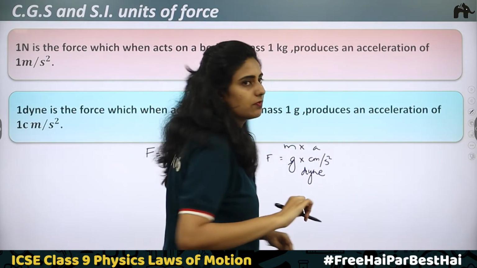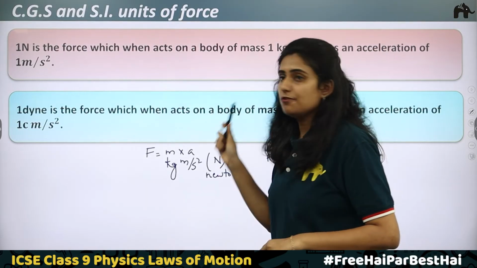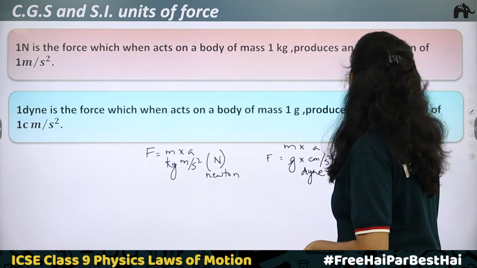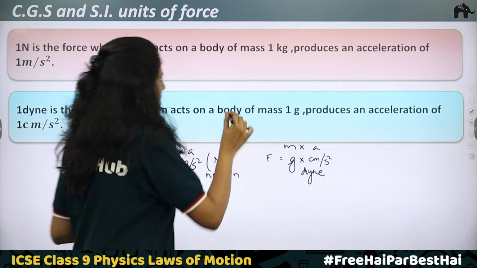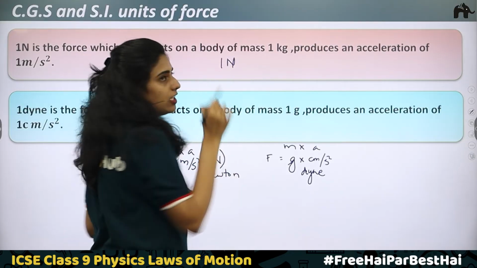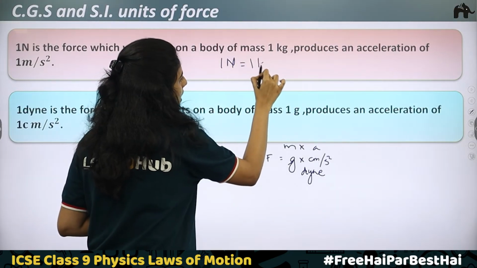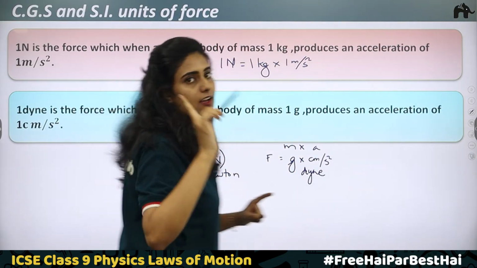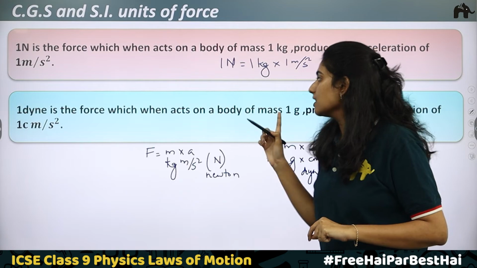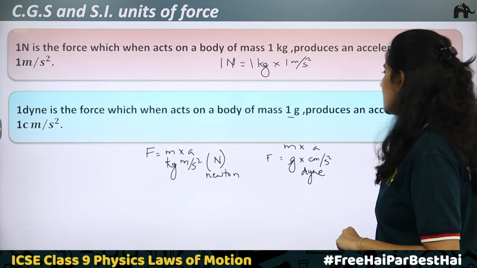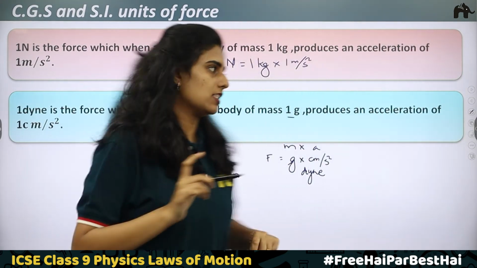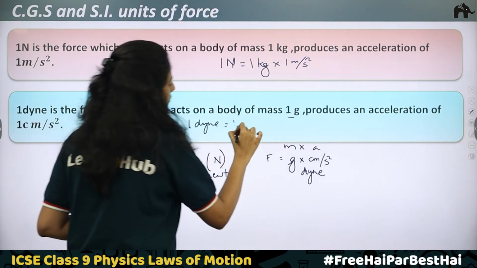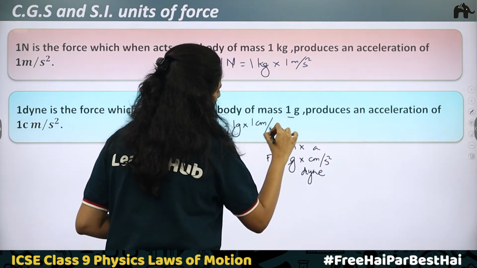Okay, so 1 Newton is a force which when it acts on a body of mass 1 kg produces an acceleration of 1 meter per second square. So when do you get 1 Newton? 1 Newton will be equal to 1 kilogram into 1 meter per second square. Then what about 1 dyne? 1 dyne is a force which when it acts on a body of mass 1 gram produces an acceleration of 1 centimeter per second square. So 1 dyne is equal to 1 gram into 1 centimeter per second square.